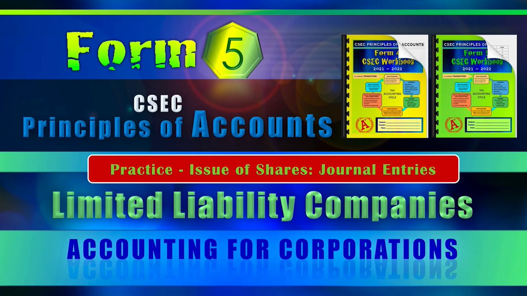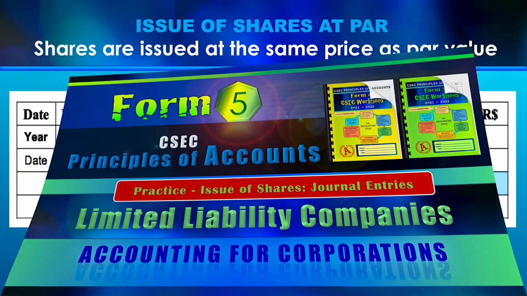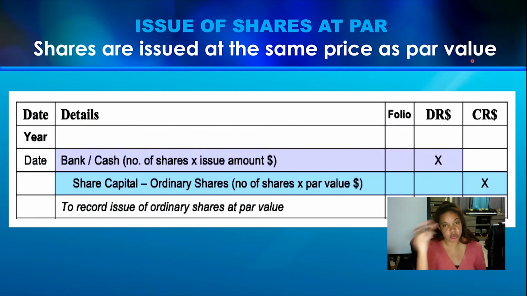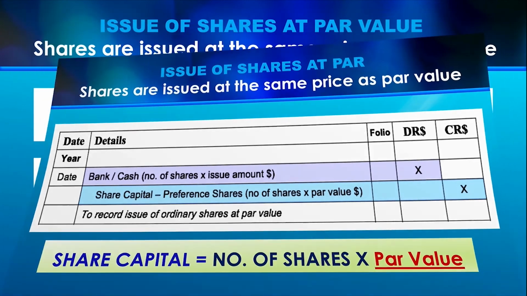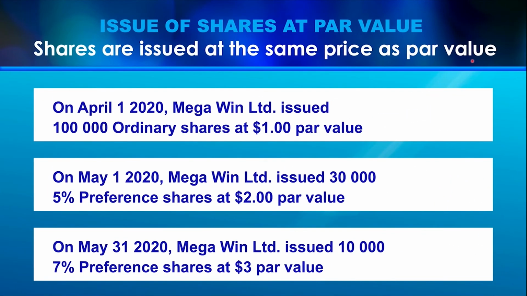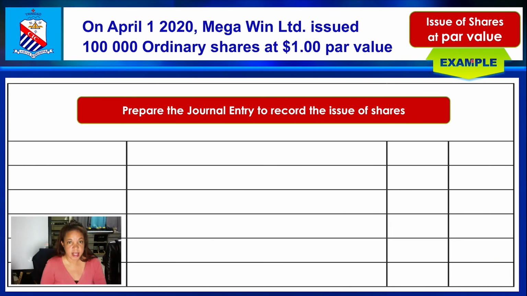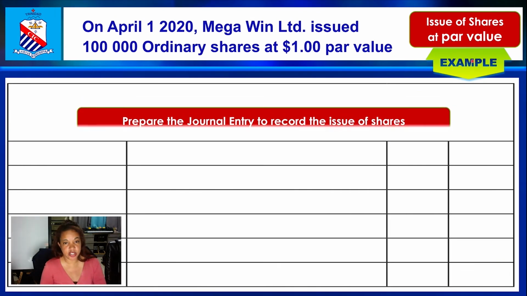Okay, so here are a few activities just to reinforce, and we're going to go through it like clockwork, because it's the same thing over and over again. Easy one is when it is issued at par, you just have the two accounts, bank and the share capital, and you only have one value, which is the par value. So these are our three transactions. Here we have our first transaction, and we're going to prepare the journal entry.